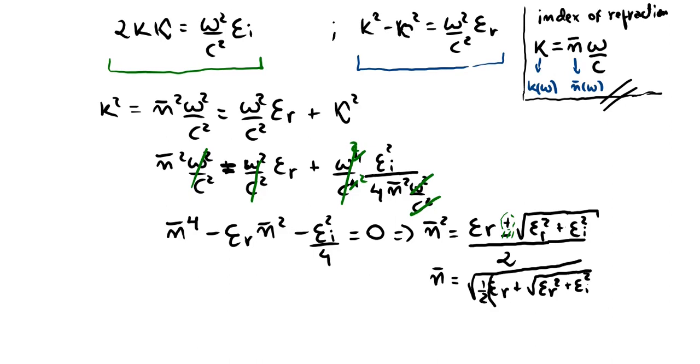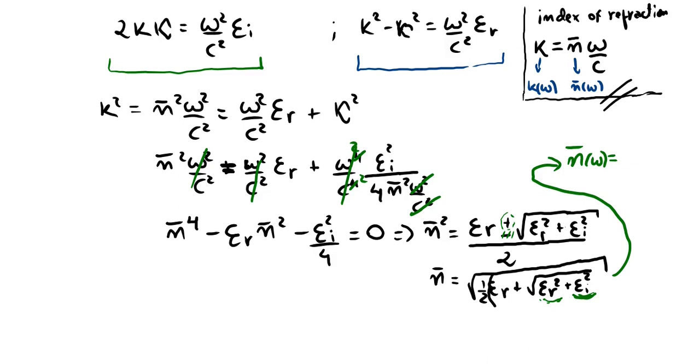So in many materials, epsilon r is usually much higher in number than epsilon i. So if you want a good approximation for the index of refraction as a function of frequency, you can say that this term is much larger than this one, you neglect the second one, and then you have epsilon r plus epsilon r.